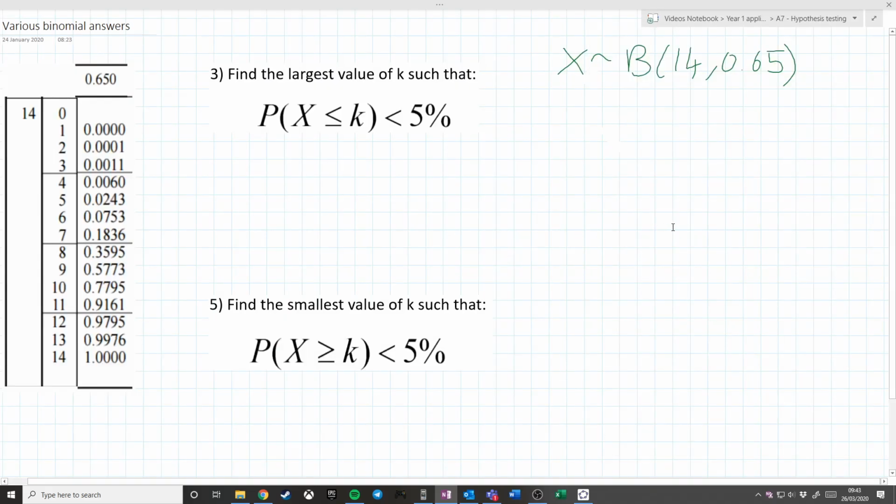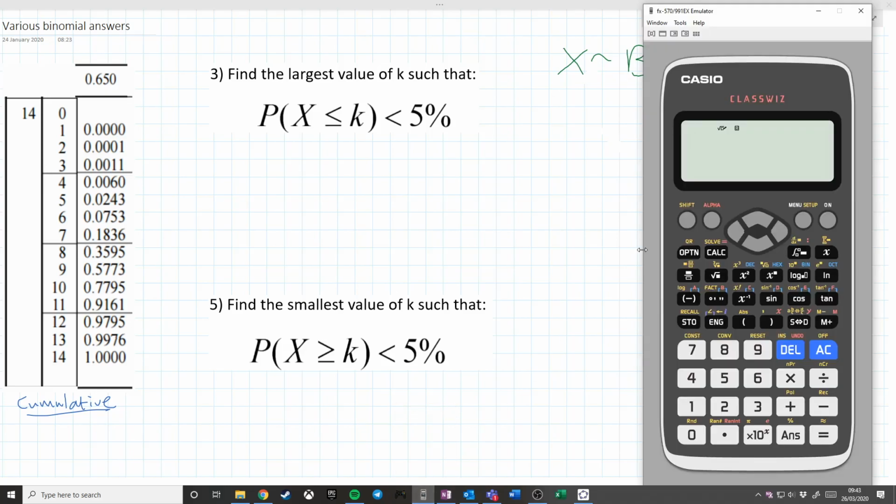So I'm just going to focus on questions 3 and 5. And you'll notice that I've actually got up on the left-hand side the cumulative binomial table. So this is cumulative. Now, you've probably been using your calculator up to this point. So I'm just going to show and remind again how to get that up on your calculator, because it is much easier on the calculator than using the formula book.